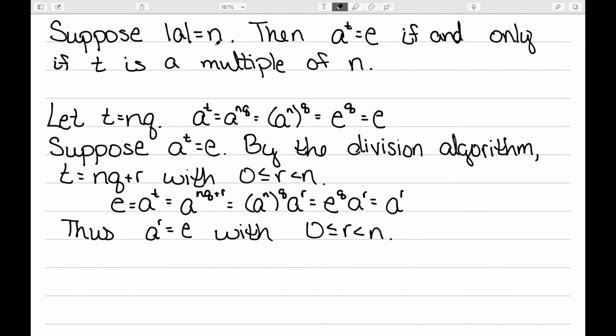By definition, the order of a being equal to n means n is the smallest positive integer such that a to the n is equal to the identity. So that tells me that r has to either be greater than or equal to n or it must be 0. Since the first is impossible, we must have that r is equal to 0, so t is a multiple of n.